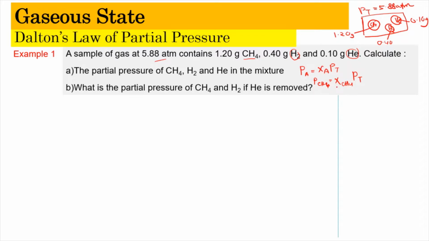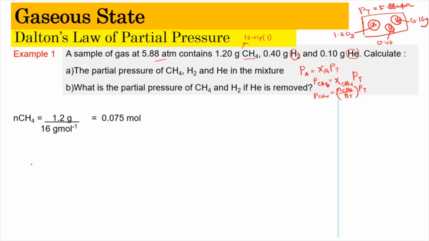And then we know that the XCH4 is equal to the number of mole of the CH4 divided by the total number of mole of each gas, and then multiply by the total pressure. Okay, and we're going to repeat that for hydrogen and helium inside the mixture. So first things first, we need to find the number of mole of each component of gases. So the number of mole of the CH4 is equal to mass divided by the molar mass, in which the mass of the CH4 is 1.2 divided by the molar mass, which is 12 plus 4 multiplied by 1. So we have 16.